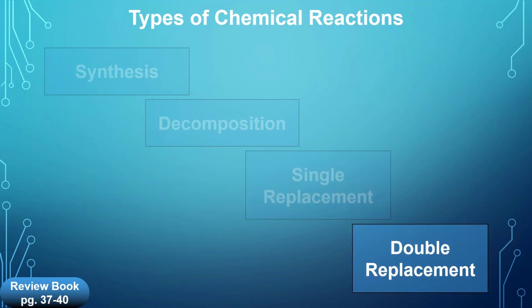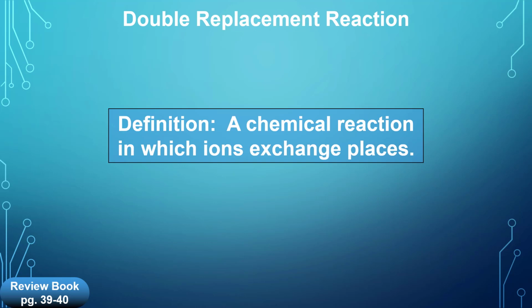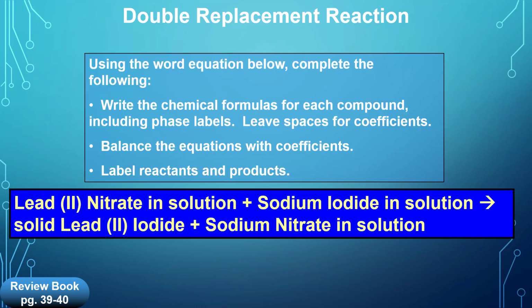Okay, double replacement. Let's take a look at this. This is a little more complicated than the single replacement, but not really too much. The chemical reaction is when ions are exchanging places. So the ions exchange places in two compounds. So let's take a look at an example. Here you go. Let's write this out on your Google Slides in the appropriate spot, please.